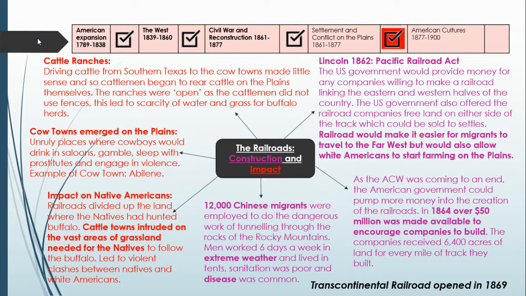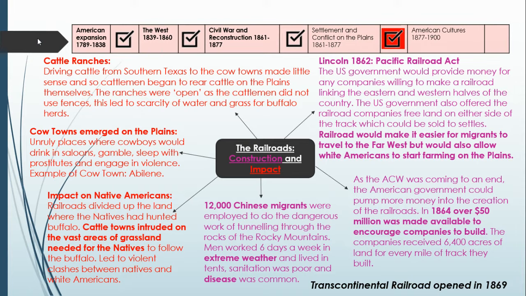Finally, we have cattle ranches. Driving cattle from southern Texas to the cow towns made little sense. Prior to settlers actually taking land on the plains and growing their farms, their land for these cattle to be reared, they used to drive them to the cow towns. Now they decide to rear their cattle on the plains instead. This makes much more sense. They don't have to do that big drive anymore. However, it takes a lot of land from the Native Americans once again.